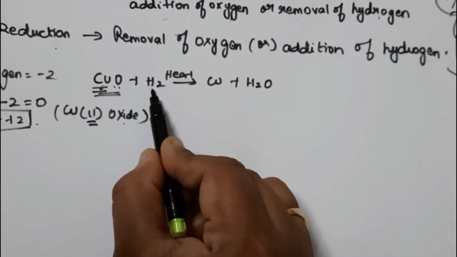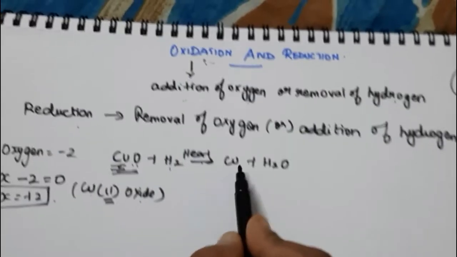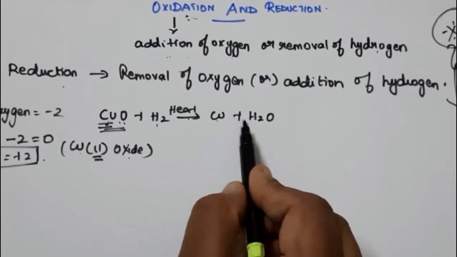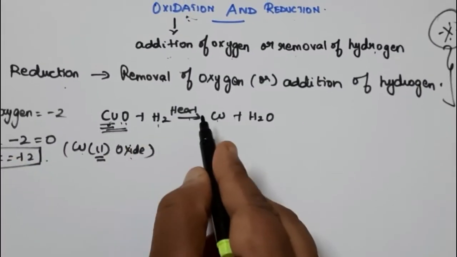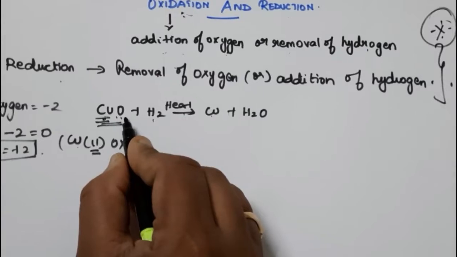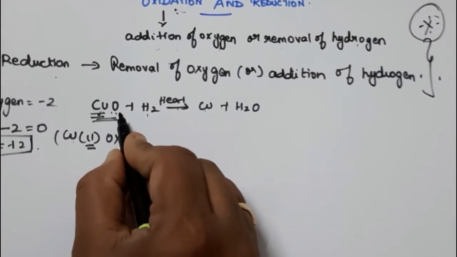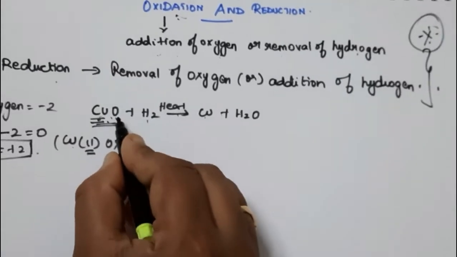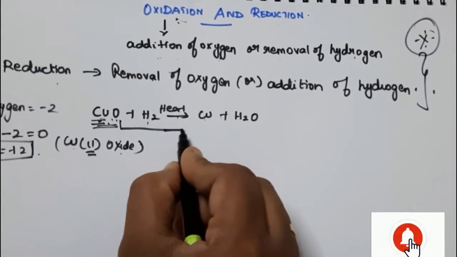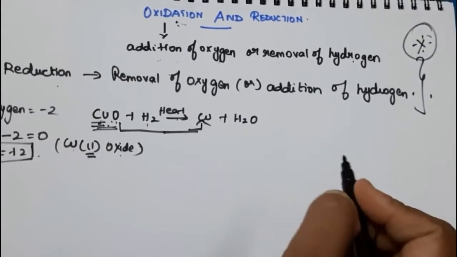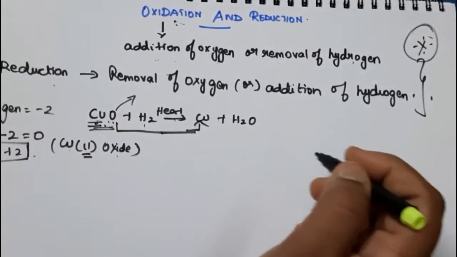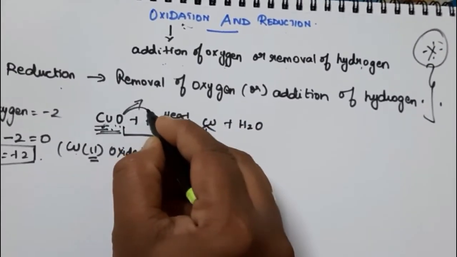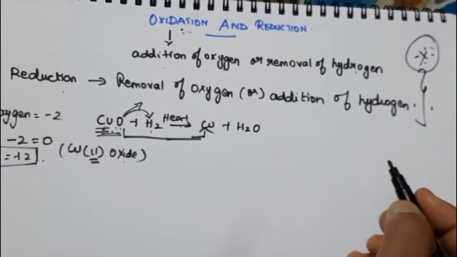When it reacts with hydrogen in the presence of heat, it gives copper and a water molecule. In this reaction, if you see, the oxygen is removed. The copper(II) oxide is losing oxygen and it is reduced to copper. The oxygen is given out. The oxygen is added to the hydrogen.